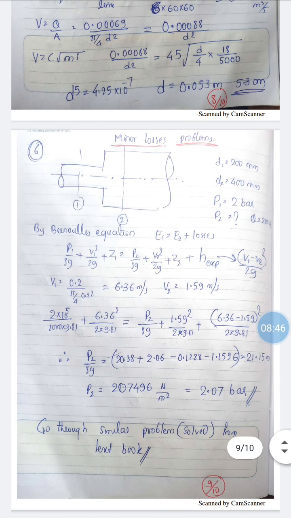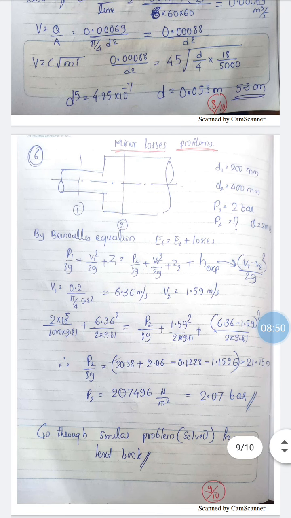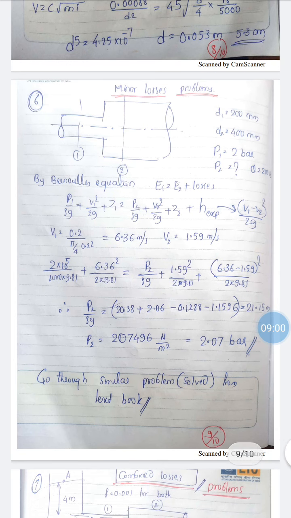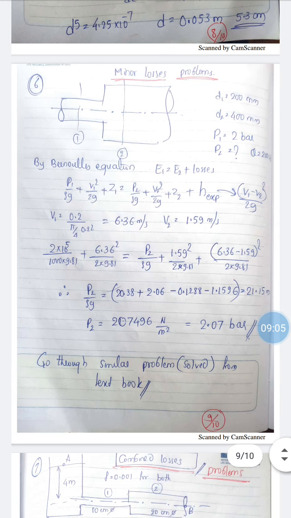So when I apply Bernoulli's equation, it is E1 equal to E2 plus losses. In E1, substitute P1, V1 square by 2g, Z1 and so on. But for losses here, it is appropriate to consider the minor loss due to expansion, so I have written the formula (V1 minus V2) whole square by 2g. If you calculate V1, it is Q by the area of the first pipe. So V1 can be calculated, and V2 is known.